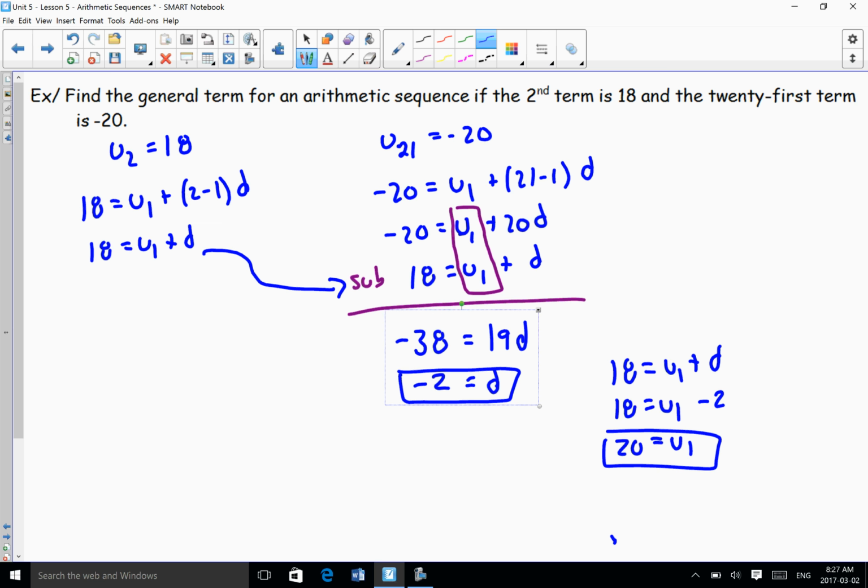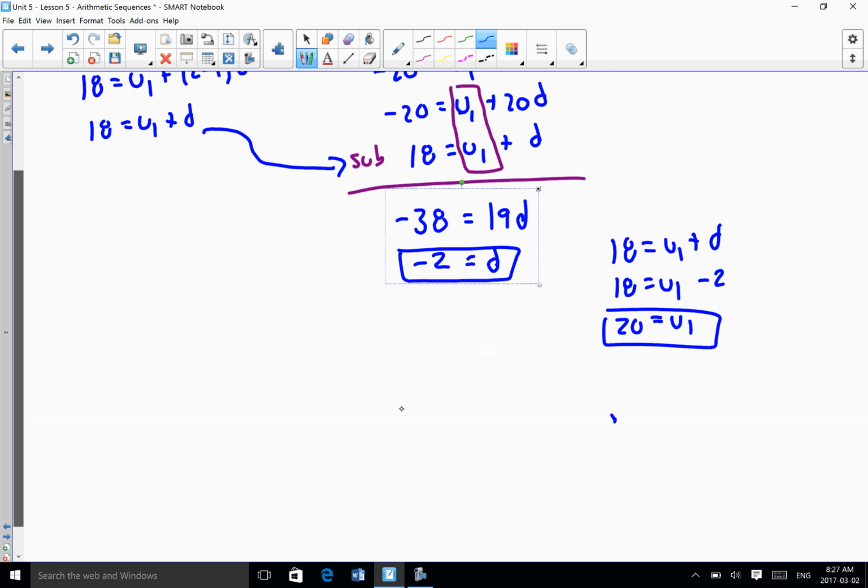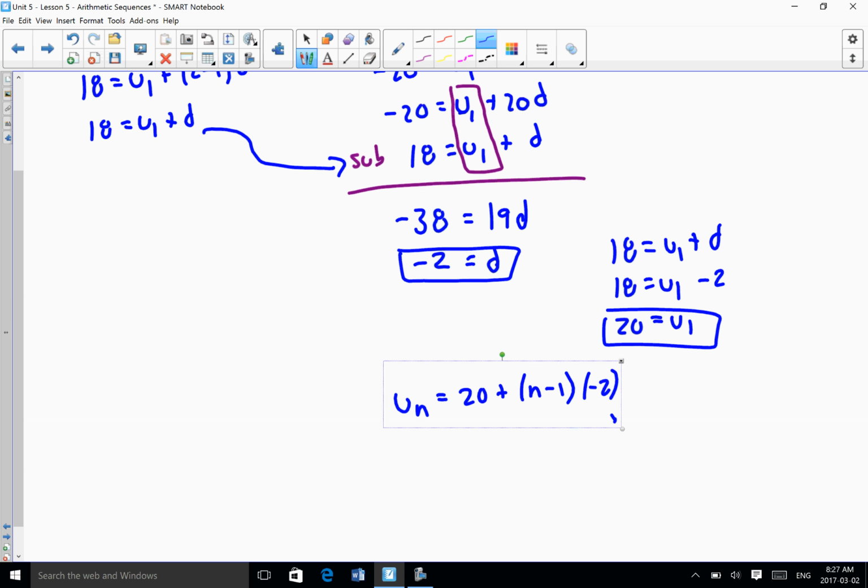And if I know u1 and I know d, I can make myself an equation, right? That's our whole idea here. un equals u1 plus (n minus 1) times d. Expand our brackets, collect our like terms, and there's our equation. That's using the mathematical way. So as I said, we can also do a common sense way.